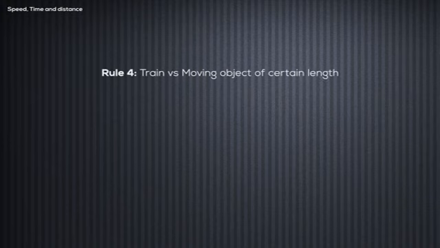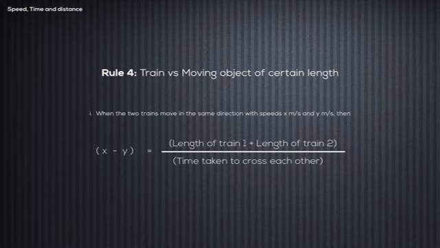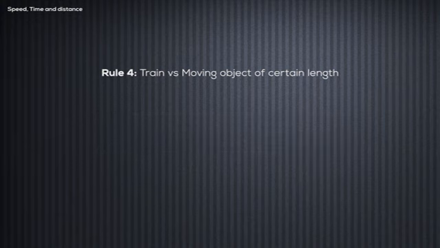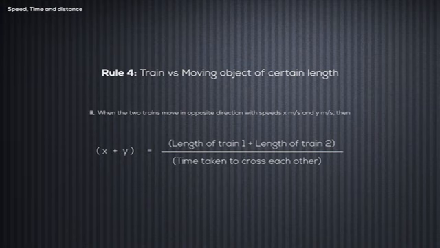Rule number 4. Train versus moving object of certain length. Let's consider a situation where train number 1 crosses train number 2. When the two trains move in the same direction with speeds x meters per second and y meters per second, then x minus y is equal to length of train 1 plus length of train 2 by time taken to cross each other. When the two trains move in opposite directions with speeds x meters per second and y meters per second, then x plus y is equal to length of train 1 plus length of train 2 by time taken to cross each other.